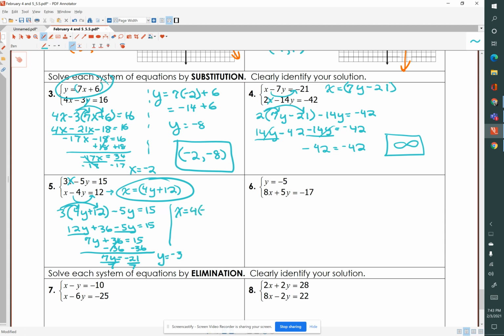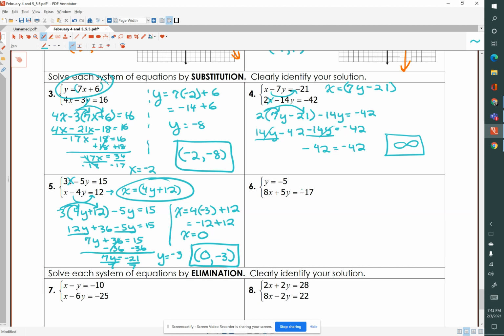4 times negative 3 plus 12. 4 times negative 3 is negative 12 plus 12, so x equals 0. So my ordered pair is 0, negative 3.